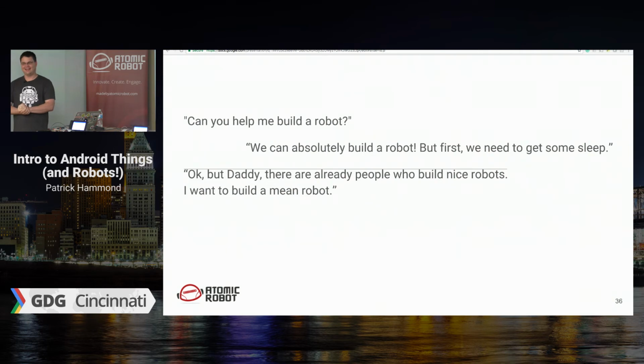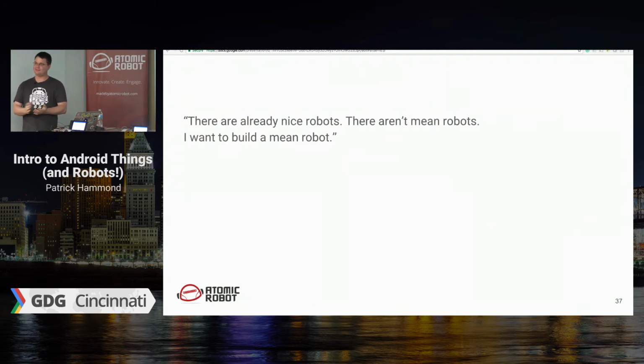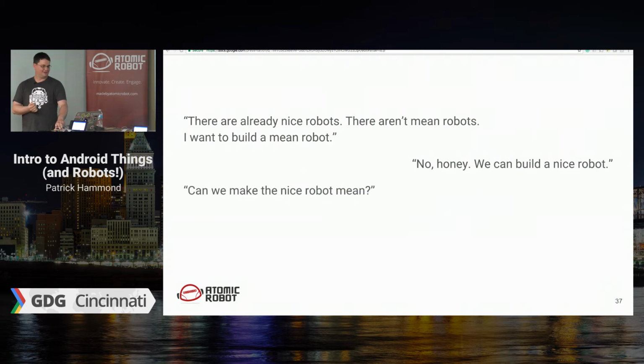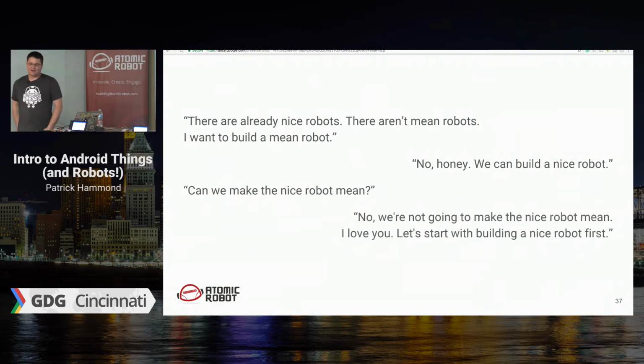So she says this, and it kind of catches me off guard. It's, I want to build a mean robot. What? There are already lots of nice robots, like the one in the book we just read, the one in Big Hero 6. She really wants to build a mean robot. I said, no, we're going to build a nice robot. This is a legit conversation. No, we're not going to make the nice robot mean. We're going to start with building a nice robot first. I said, okay.